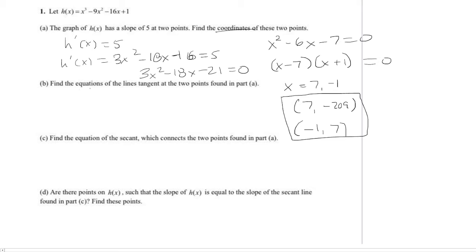Now we want to find the equation of the tangent lines. So we've just found the points, and the slope was given to us as 5. So you want to use point slope form. It's y minus y1, which is y minus negative 209, is equal to the slope times x minus 7. Solving this, we get y equals 5x, and then we do 5 times negative 7 is negative 35, minus 209. So that's going to be negative 244.